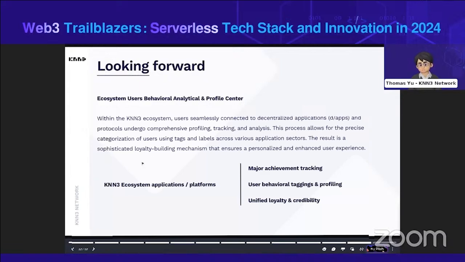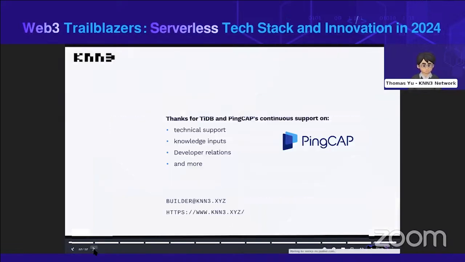So in the future, from the KN3 side, we're going to build a large ecosystem-level user behavioral analytics and profile center. This center will consolidate all the data from different applications together. It will be a very sophisticated data architecture that we need to design. So we're happy to collaborate with PingCAP on that cooperation.